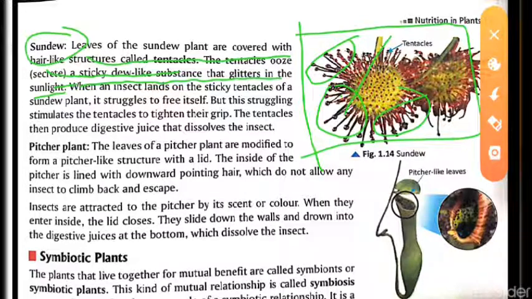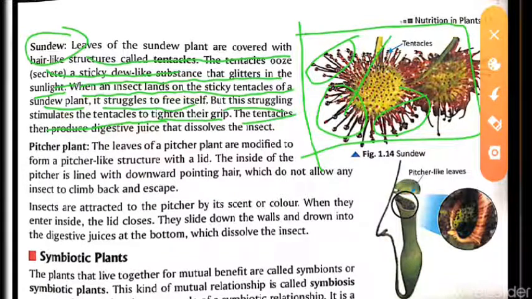What I've told you, it glitters in the sunlight, that means it is sticky. When an insect lands on the sticky tentacles of a sundew plant, it struggles to free itself, but this struggling stimulates the tentacles to tighten their grip. That means whenever an insect is struggling, moving, at that time only they get a tight grip to stick and hold that insect.